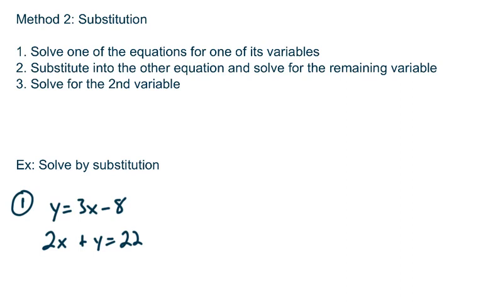So, substitution method, the three steps. Step number one, solve one of the equations for one of its variables. Step number two, substitute into the other equation and solve for the remaining variable. And step number three, solve for the second variable.